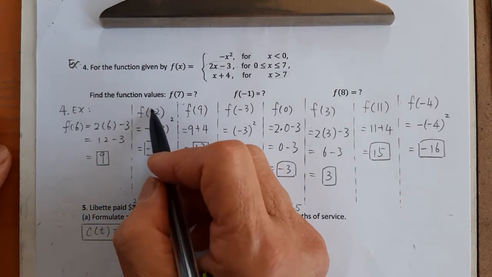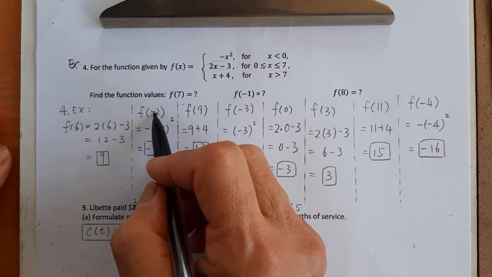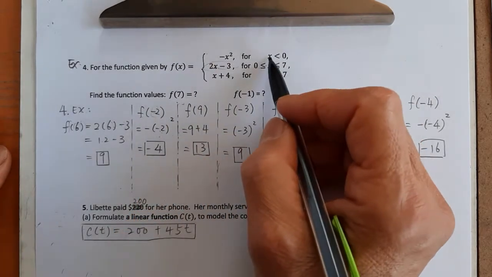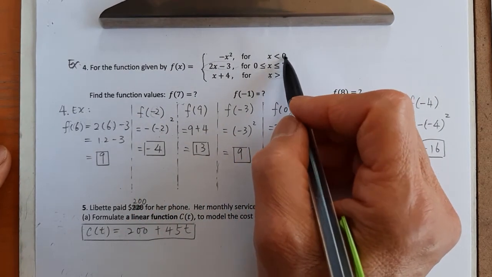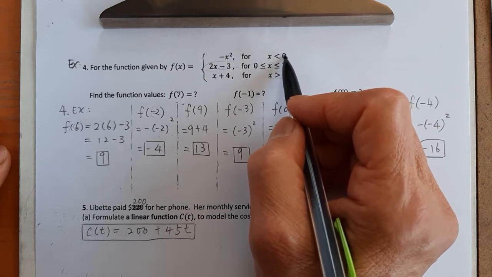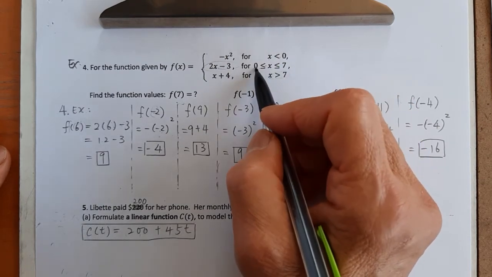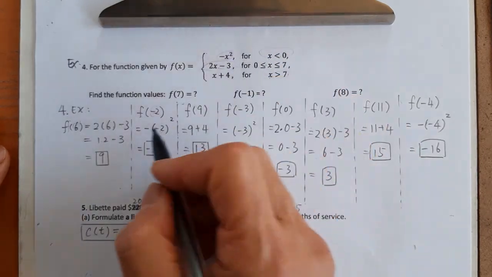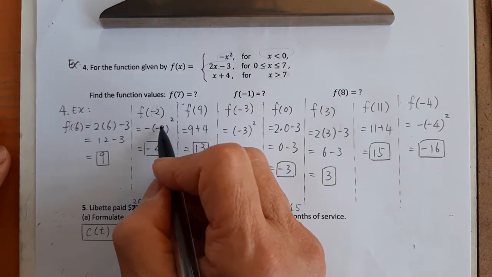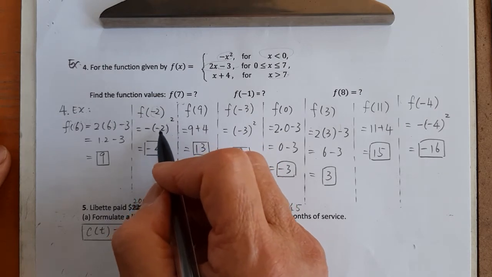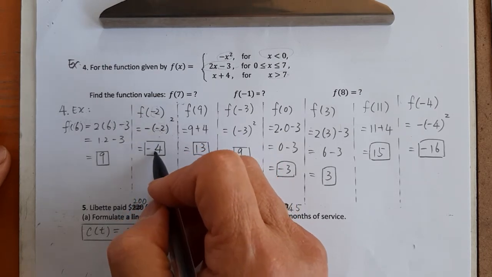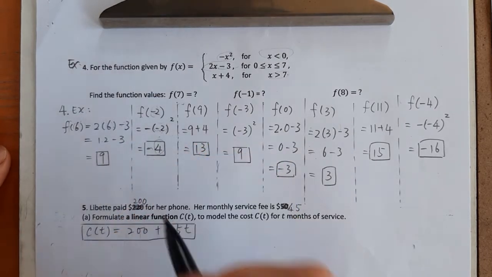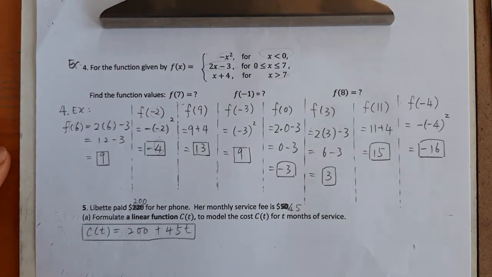Then f of negative 2. Negative 2 is the x. So check, is x less than 0? Yes, it's negative. It's not between 0 and 7. It's not greater than 7. So use the first function. The first function is negative x squared. Negative 2 squared is 4. In front there is a negative sign, so the answer is negative 4.